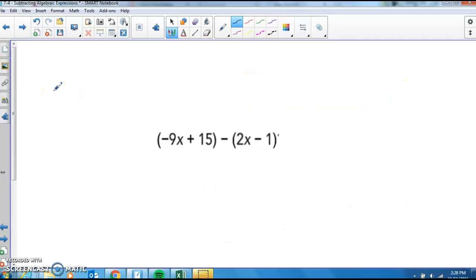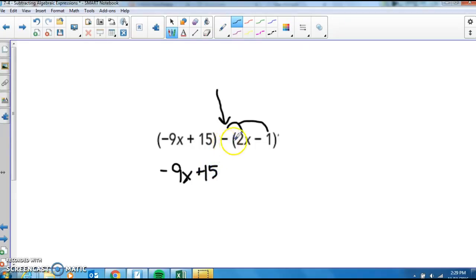Let's try this one. Remember, we have a minus sign. So what are we going to do with that minus sign? We're going to distribute it. So that minus sign distributes to every term that's in the parentheses behind it. So I'm going to go ahead and write what I have here in the front part. Negative 9x plus 15.